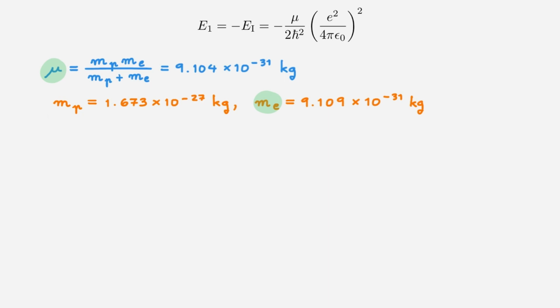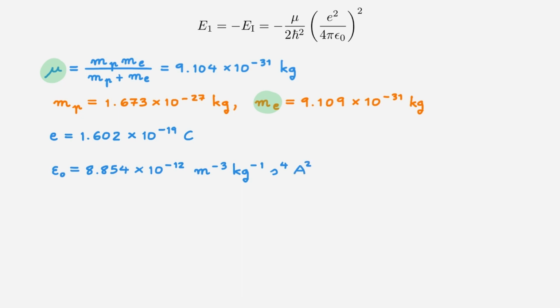To evaluate the ground state energy, we also need the numerical values of the three fundamental physical constants. The fundamental charge e is equal to 1.602 times 10 to the minus 19 coulomb. The permittivity of free space is equal to 8.854 times 10 to the minus 12 meters to the power of minus 3, kilogram to the power of minus 1, second to the power of 4, and ampere squared. And the reduced Planck constant is equal to 1.055 times 10 to the minus 34 joules second.